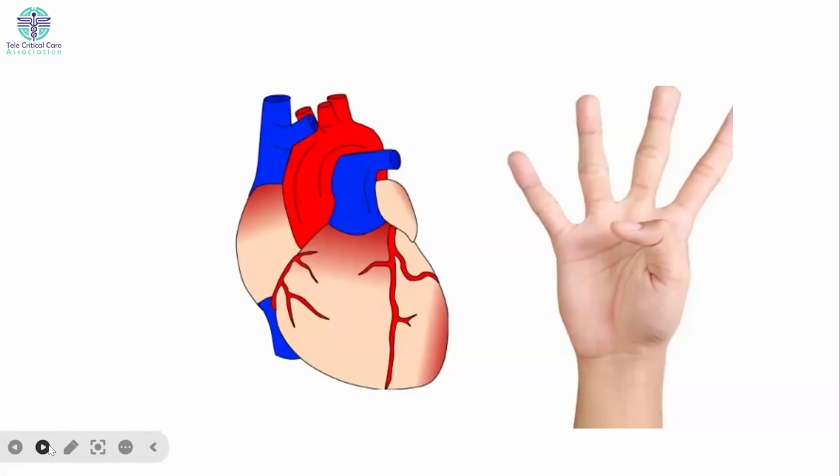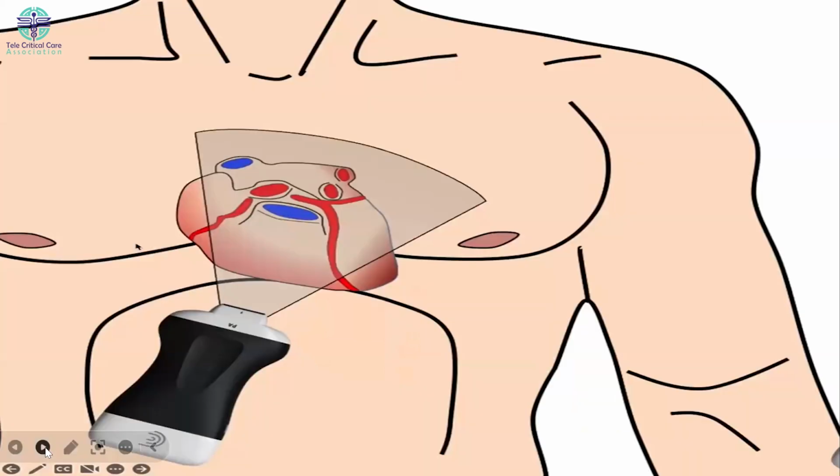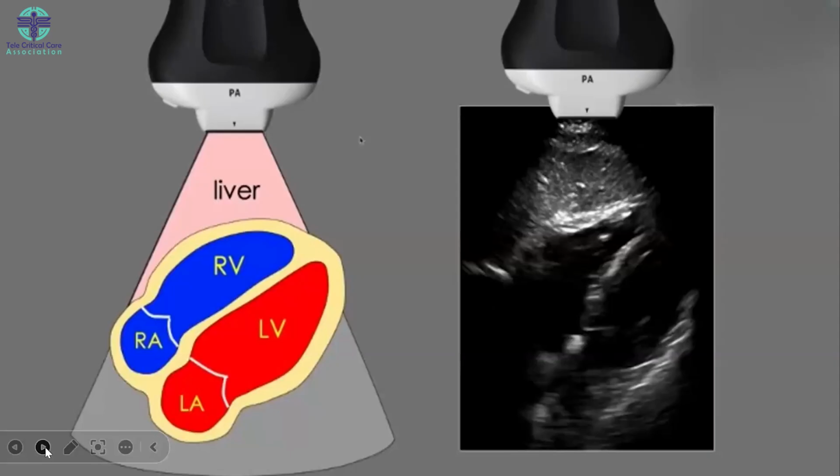Now, the fourth portion, the fourth interest is the subcostal view. In subcostal view, what do we actually see? In subcostal view, the main interest is to visualize the free right ventricular wall and the right atrium. Why? What are we supposed to exclude by looking at this image? We have to exclude hemopericardium, right?